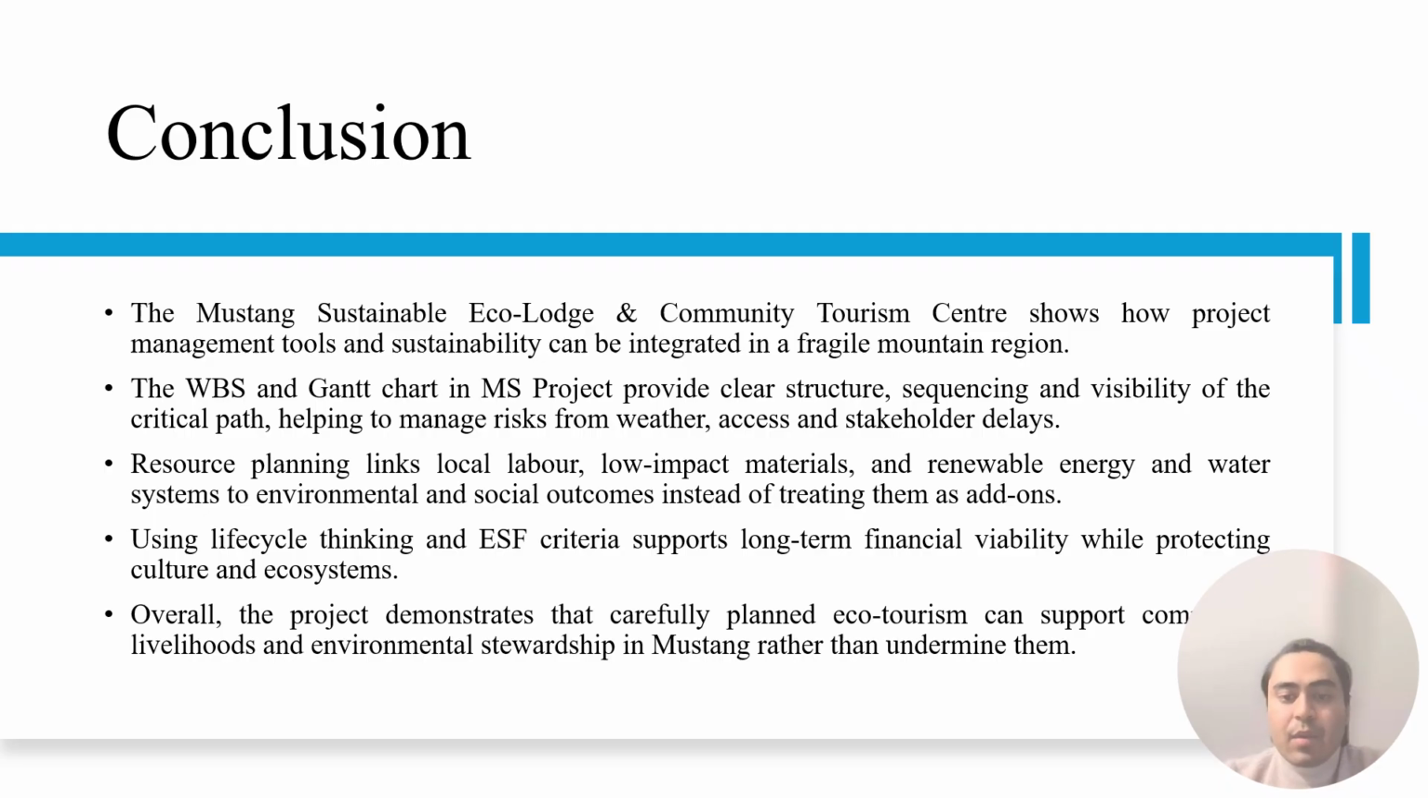Resource planning links local labor, low-impact materials, and renewable energy and water systems directly to the tasks, so that the environmental and social outcomes are built into the core of the project rather than treated as add-ons. At the same time, cost estimation in GBP allows review of long-term financial viability. Overall, the plan shows that disciplined project management can support ecotourism in Mustang that is environmentally respectful, honors local culture, and generates resilient community livelihoods.